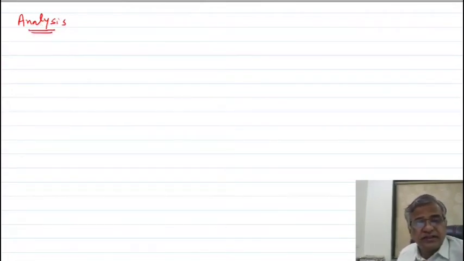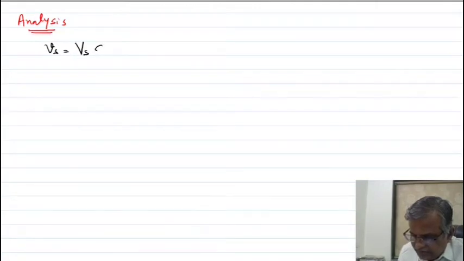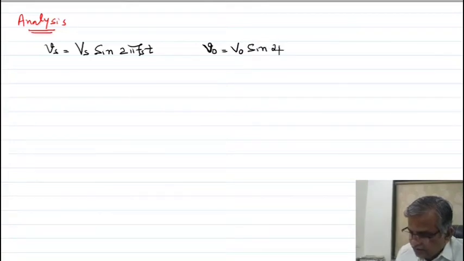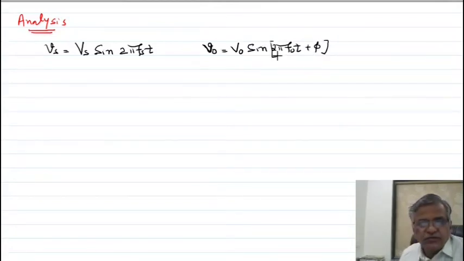We know that phase detector is one type of multiplier. So let us say the input signal is given by this equation. Suppose I am giving the input signal like this, and the signal coming from the VCO is given by this equation, where phi is the phase difference.